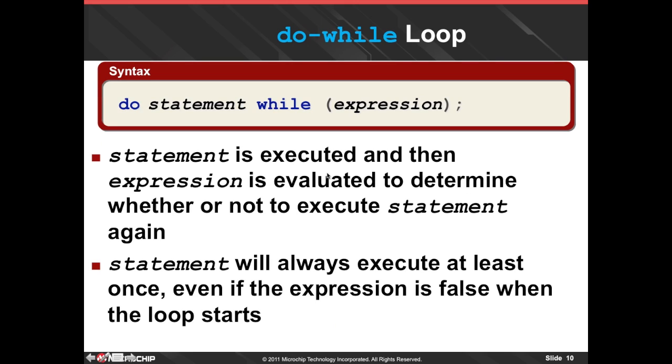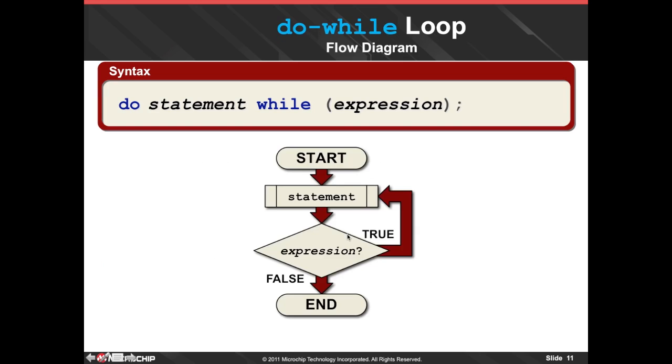The do while loop is exactly the same as a while, except that the statement gets executed at least one time. Then the expression is evaluated. So the statements will always execute at least once, even if that expression is false when the loop starts. Right off the top, the statement gets executed. Then that expression is evaluated. If it's true, then the statement is executed again. If it's true again, it continues in this fashion until it's false, and then you're out.